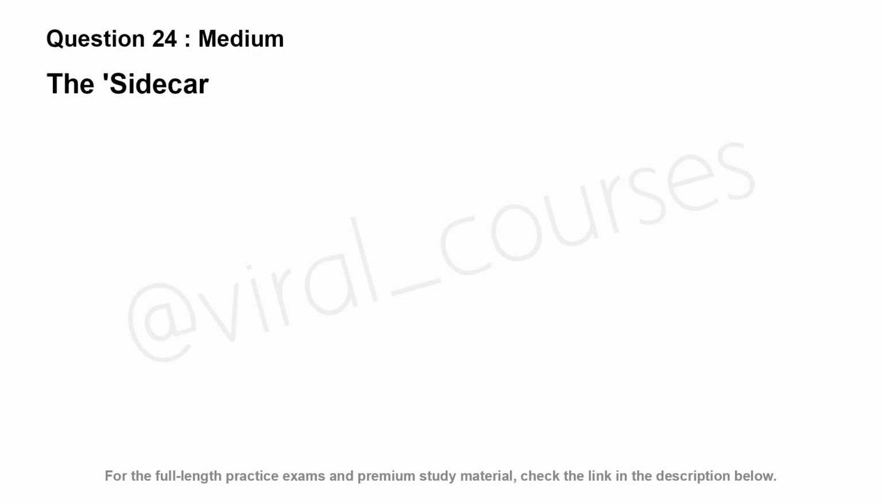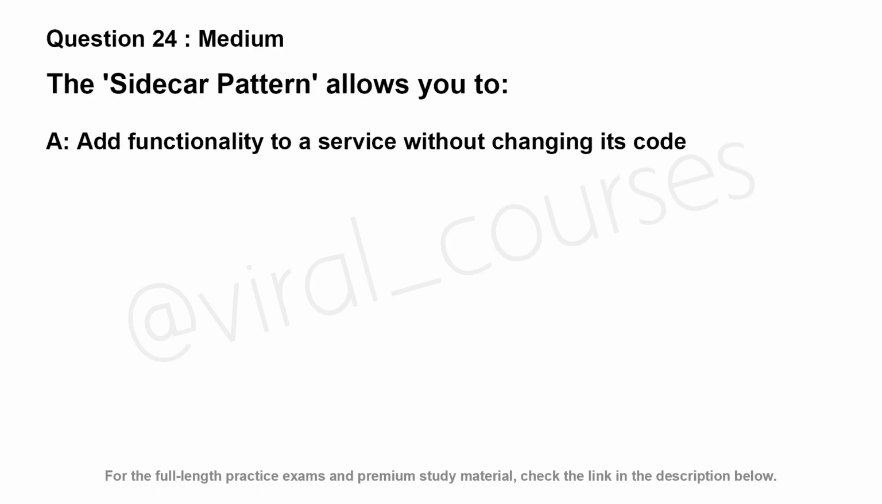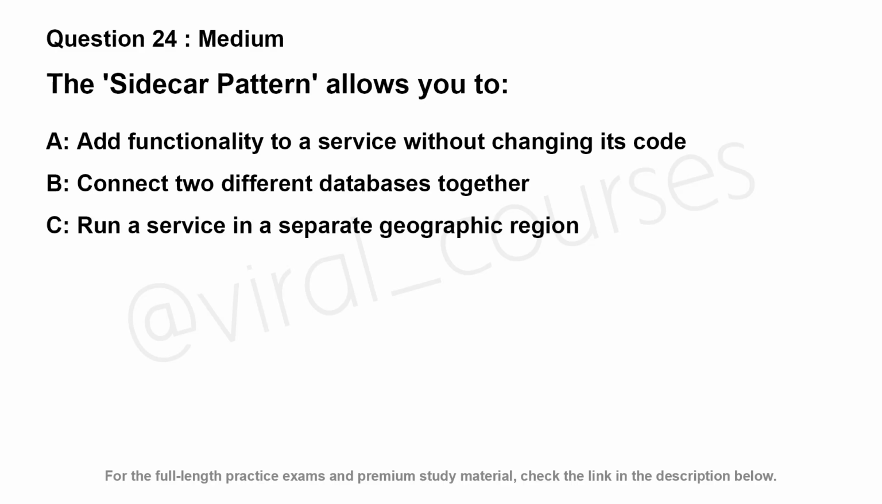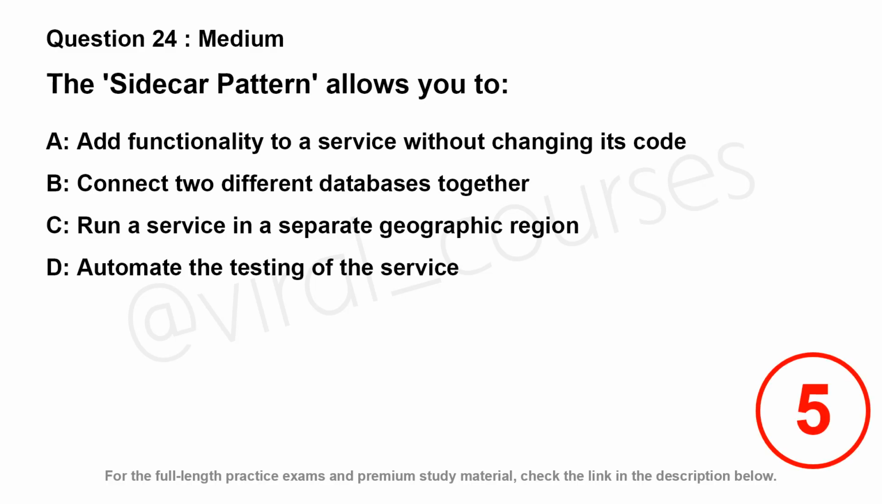The sidecar pattern allows you to: Option A. Add functionality to a service without changing its code. Option B. Connect two different databases together. Option C. Run a service in a separate geographic region. Option D. Automate the testing of the service.